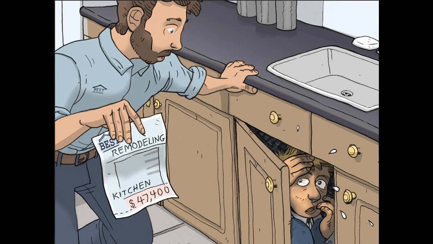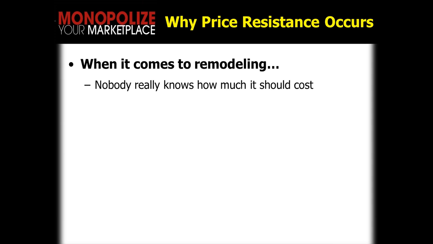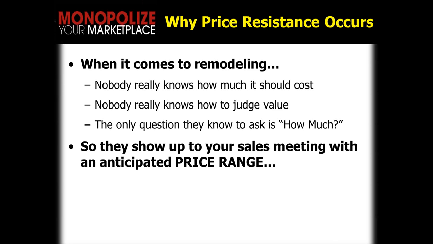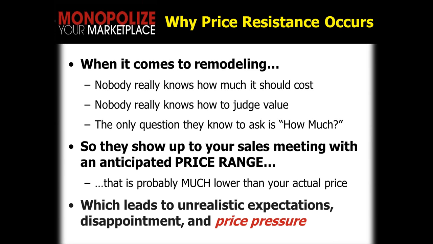Now, let's go through a little exercise here. Why does price resistance occur in the first place? Well, here's the answers. When it comes to remodeling, nobody knows how much it should cost. Nobody knows how to judge value. And the only question they know to ask is how much. So they show up to your sales meeting with an anticipated price range. It's probably a lot lower than what you're going to ask them. And this leads to unrealistic expectations, disappointment, price pressure. Okay, this is where it comes from.